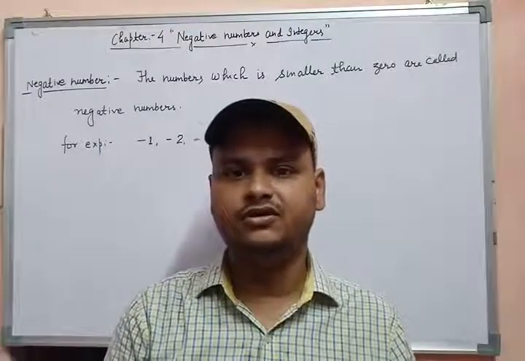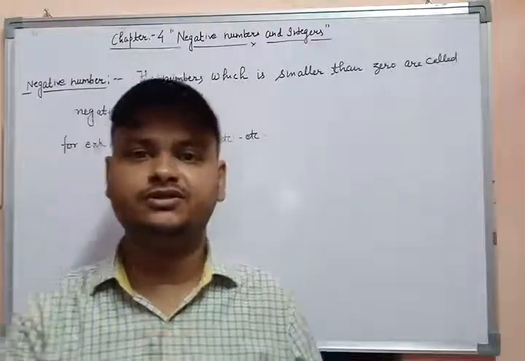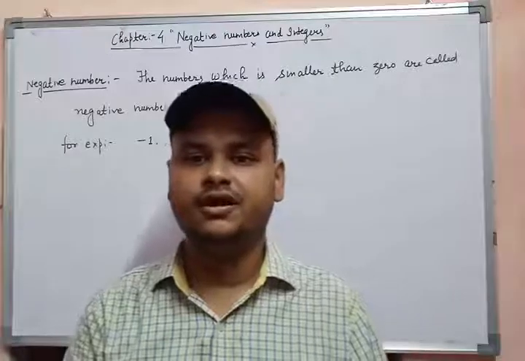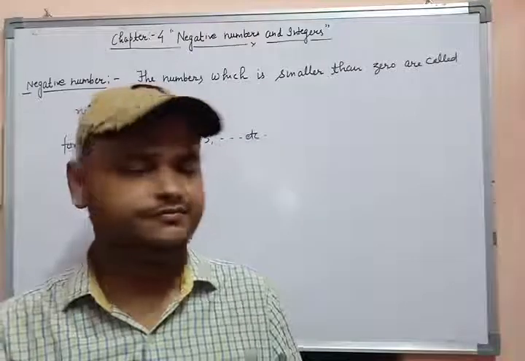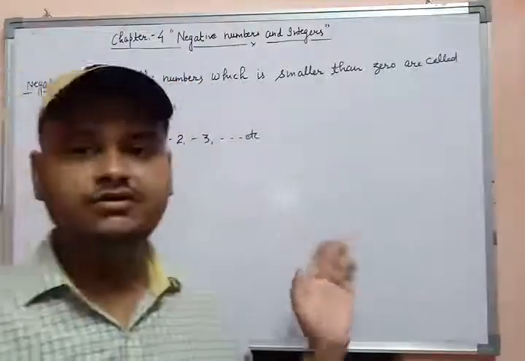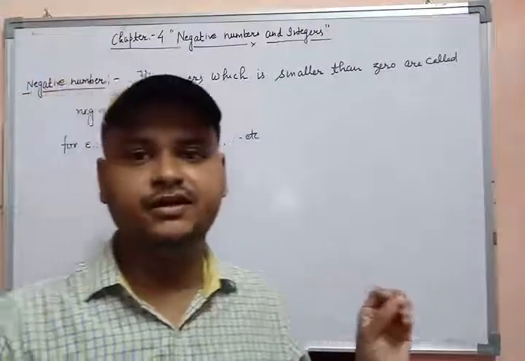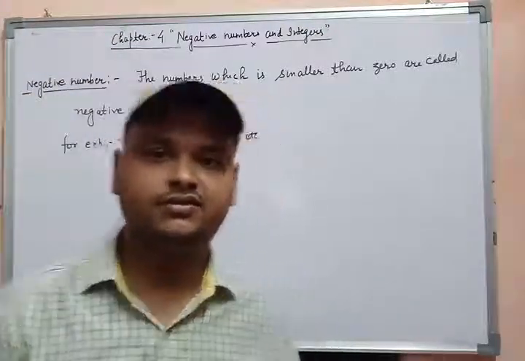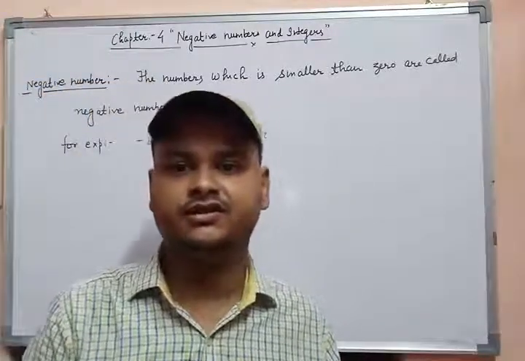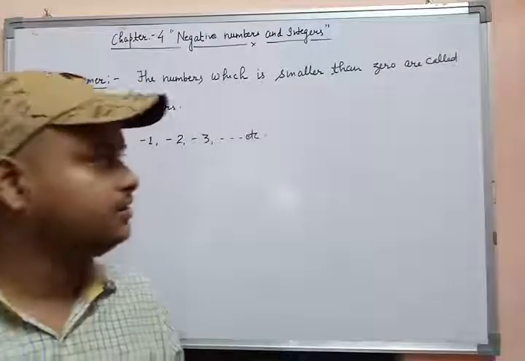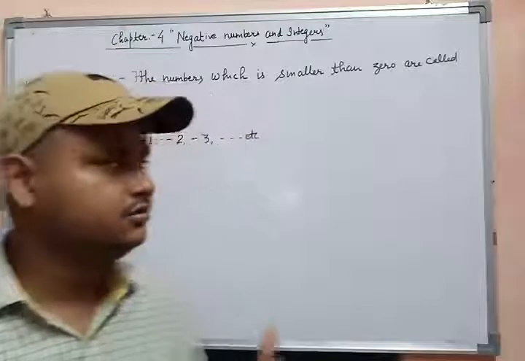What is the place of 0? 0 is exactly in the middle, between all the negative numbers and all the positive numbers. Okay, so this is the new concept for you, because this is the base. A number which has a negative sign is called a negative number, or you may say that when a number is smaller than 0, it is called a negative number.